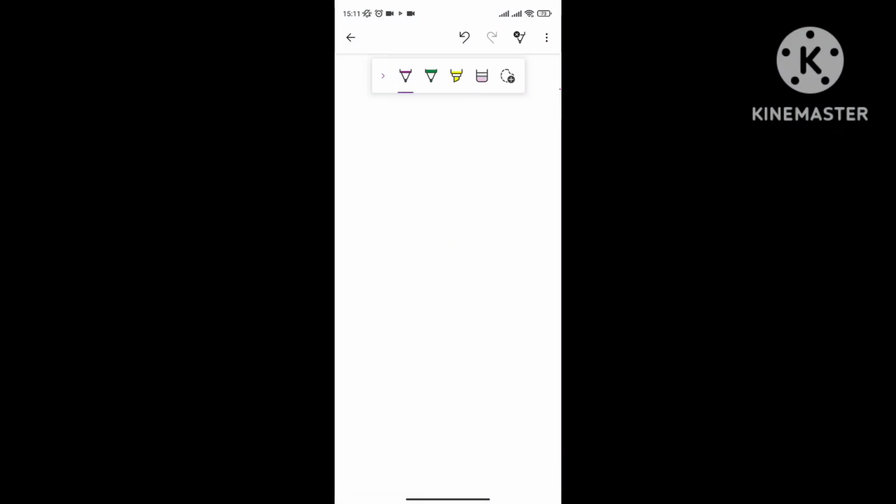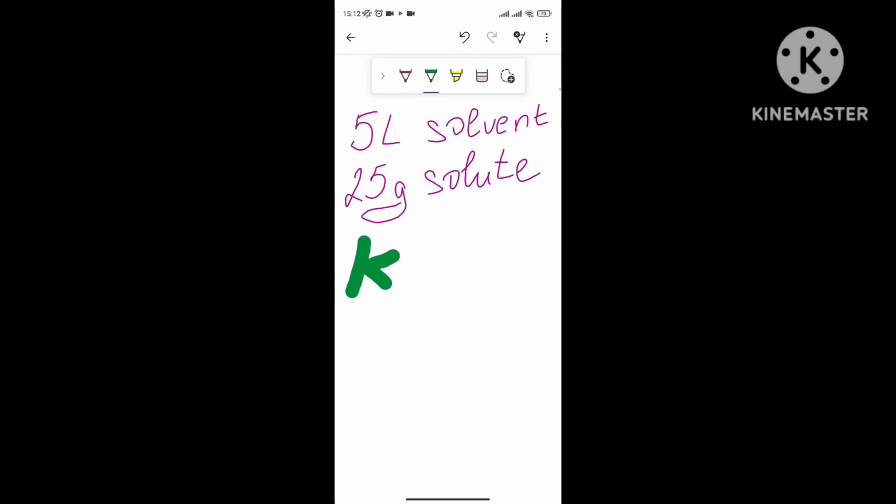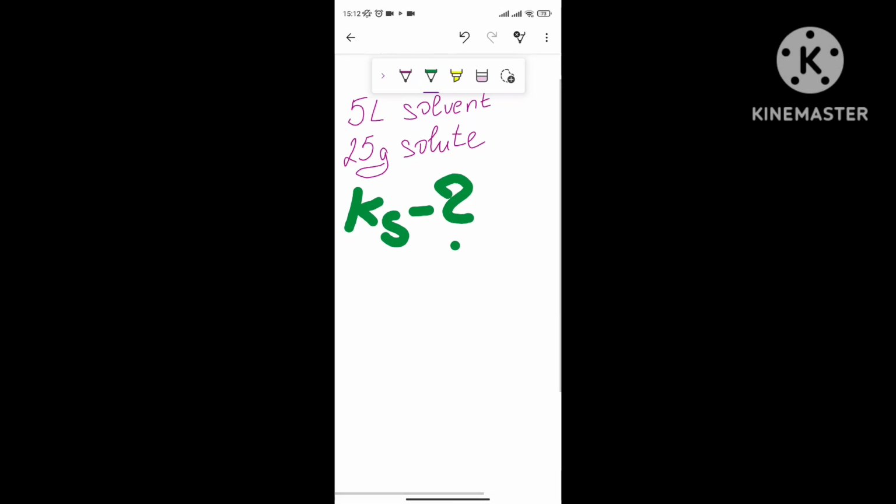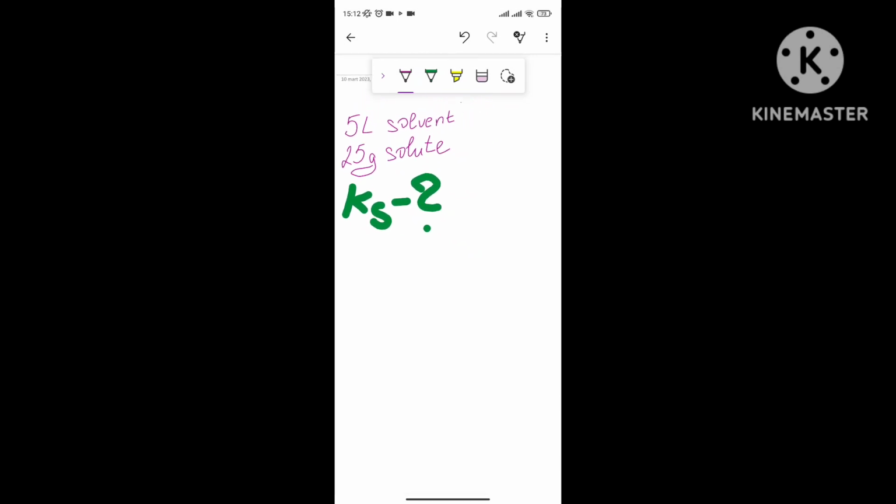Okay, and let's take an example to understand it better. For example, let's imagine that we have 5 liters of a solvent, and in these 5 liters of our solvent we can dissolve 25 grams of a solute. So solute is a dissolved substance in a solvent. Let's find the solubility constant. What will be the solubility constant? We take mass of a solute divided by the volume of solvent in milliliters and multiplied by 1000.